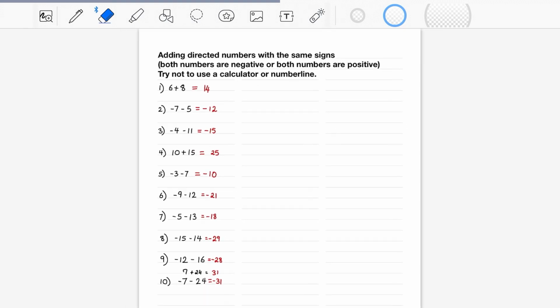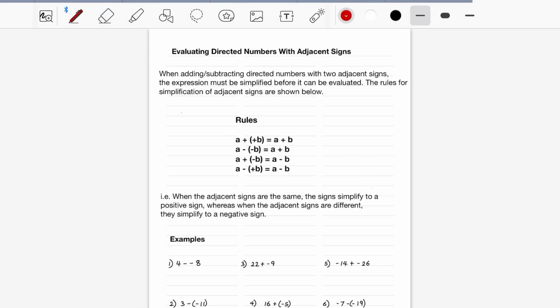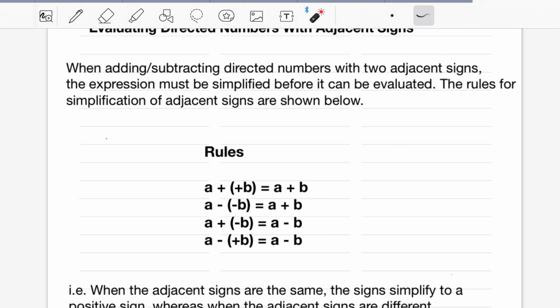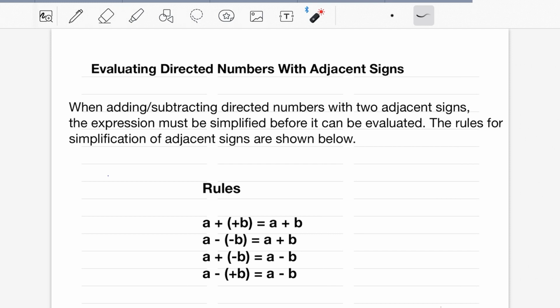Okay, so let's take a look at another exercise. Let's look at evaluating directed numbers with adjacent signs. The word adjacent actually means next to. So we're looking at directed numbers where we have two signs right next to each other. Now you can't evaluate them directly, so you need to simplify them first. According to this note, when adding or subtracting directed numbers with two adjacent signs, the expression must be simplified before it can be evaluated. The rules for simplification of adjacent signs are shown below.